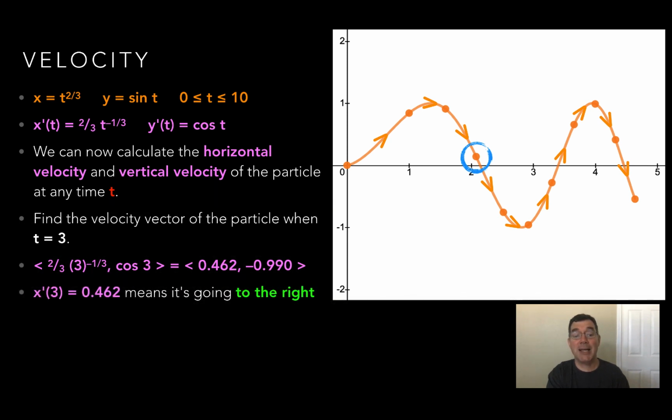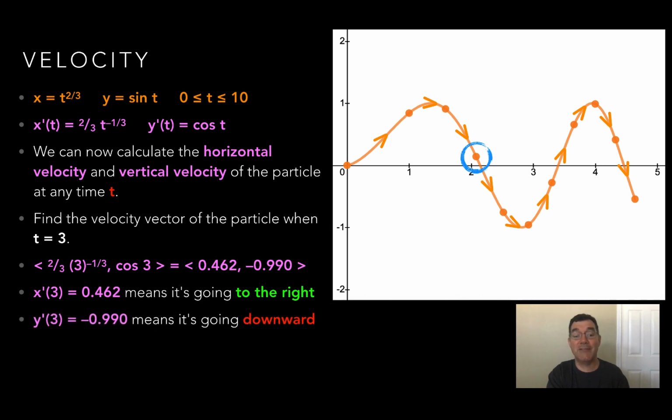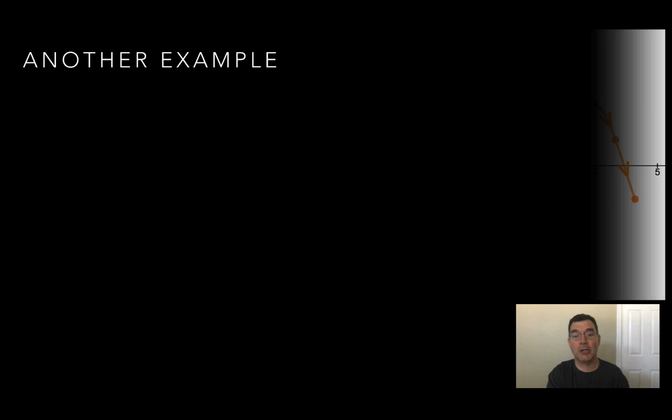If I have a positive x derivative, then that means that the particle is moving to the right. And if I have a negative y derivative, that means that the particle is going downward, which you can see from the picture that both of those statements are true.